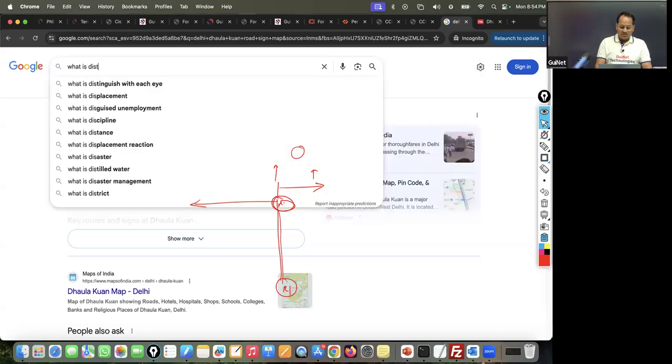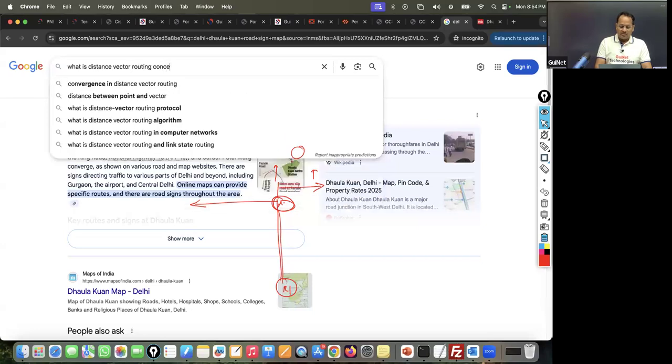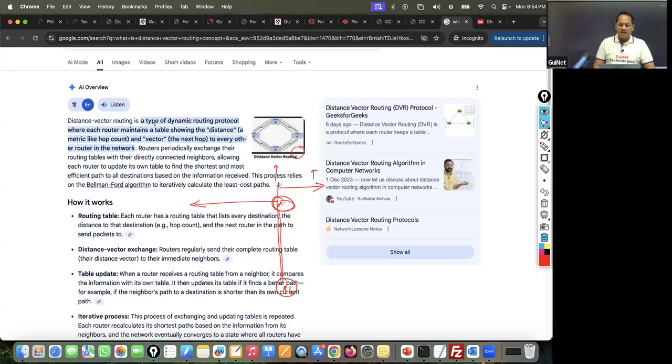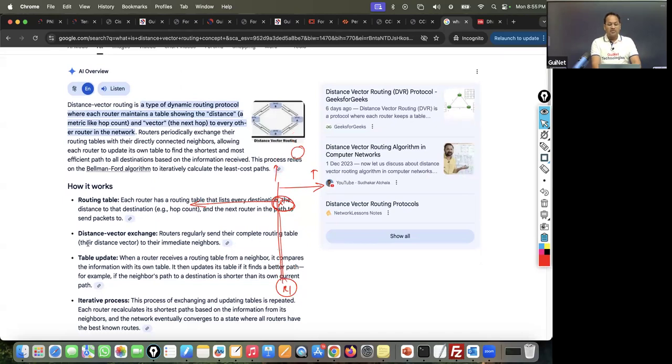Let me just go here and read this article also. So see, distance vector routing is a type of dynamic routing protocol where each router maintains a table showing a distance metric, hop count, as a vector for the next hop. So basically distance vector routers regularly send their complete routing table, their distance vector, to the immediate router. Means whatever routing table they have, they send to their neighbors, and further based on that information, anyone who wants to go to the next hop will just follow that vector and go to that particular location.